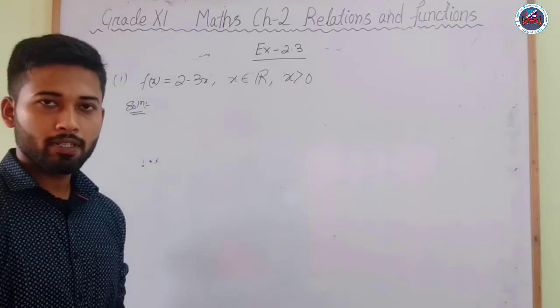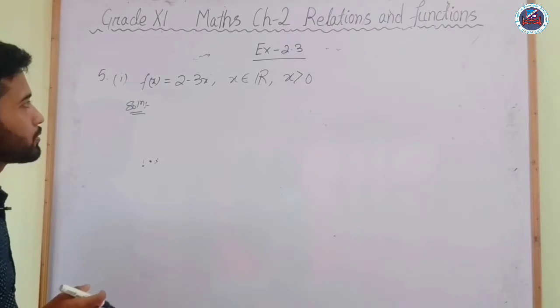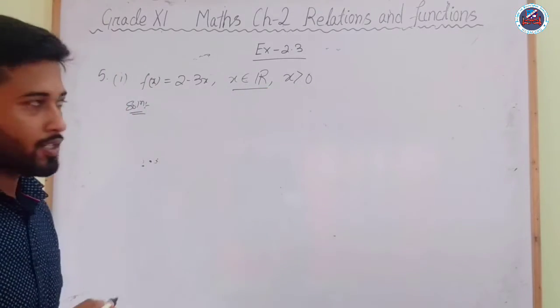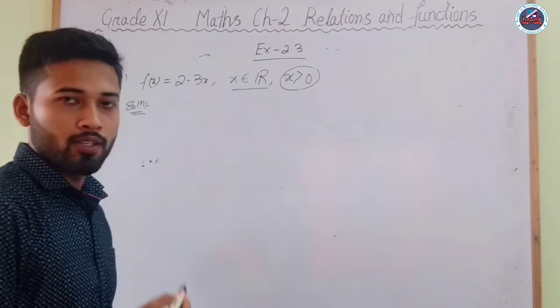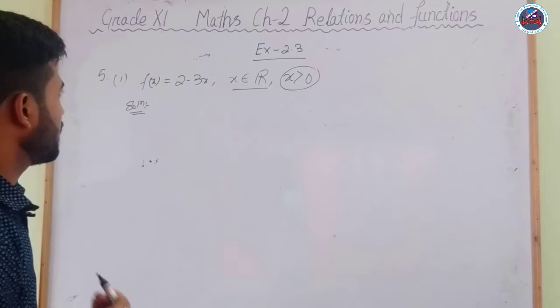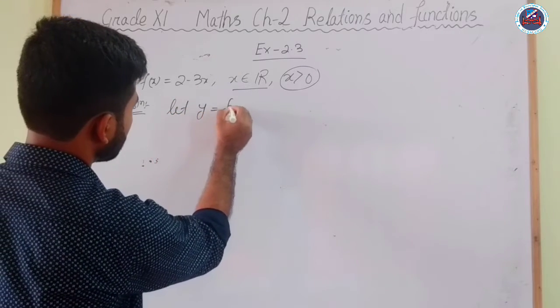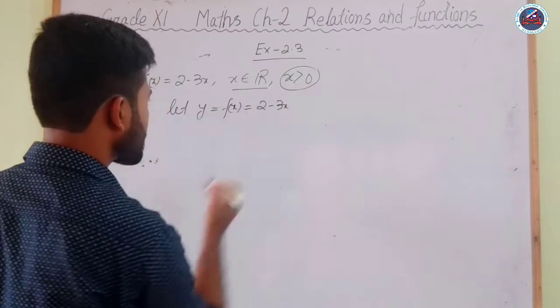Now let us see question number 5. Here a function is given, f of x is equal to 2 minus thrice x, and x belongs to the set of real numbers with the condition that x is greater than 0. So we need to find the range of this function. How to do it? At first, let us consider y is equal to f of x, and what is our f of x? It is 2 minus thrice x.